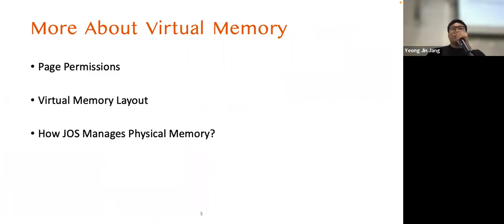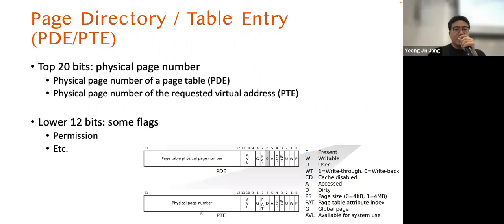And then today we will learn more about how we can set the page permissions using the lower 12 bits in the page directory entry and page table entry. We will also learn how we can arrange virtual memory for good use, and how JOS manages physical memory. So let's start with the page directory and page table entries.